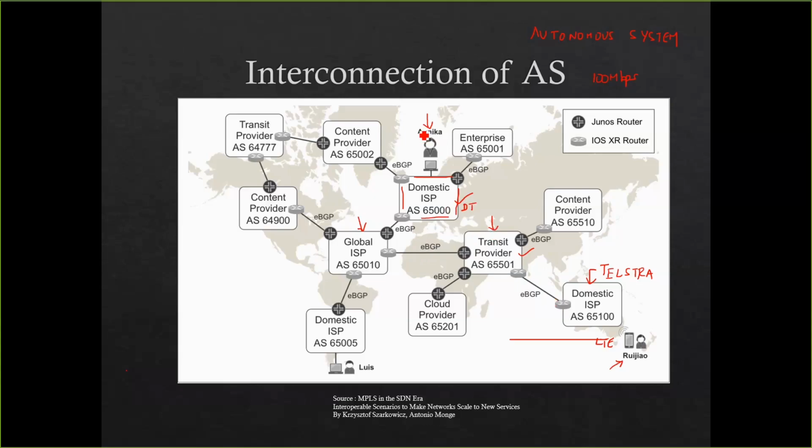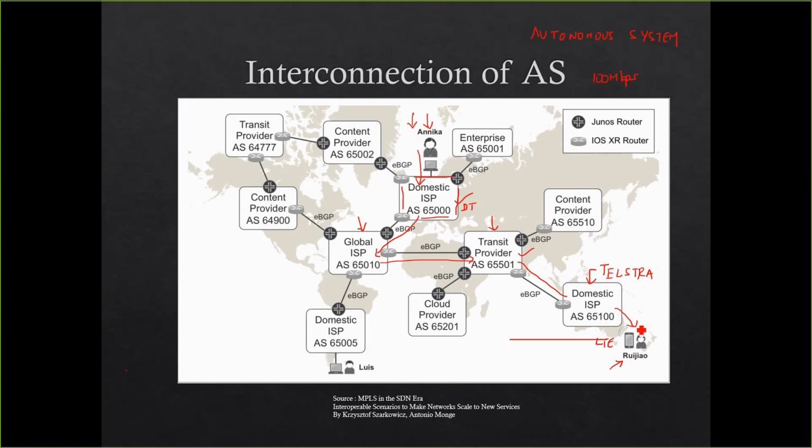So if Anika wants to exchange a file with Rui Jiao, she will send her packets first to the domestic ISP, right? In this case, it's Deutsche Telekom. And Deutsche Telekom will then send the packets to the global ISP, and the global ISP will send it to a transit ISP or the transit provider, and the transit provider will send the packet to the domestic ISP in Australia, and the domestic ISP will send the file through the LTE connection. So that's how the communication happens.